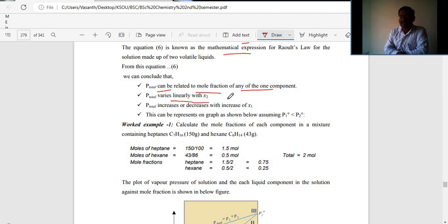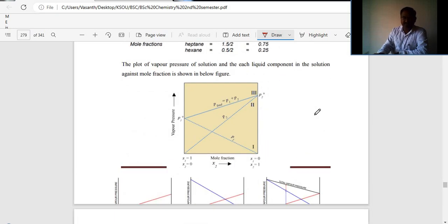It varies linearly with X2, increasing or decreasing with X1. This can be represented on a graph as shown in the figure here. Let us consider that it obeys Raoult's law. The x-axis represents the mole fractions of the components, and the y-axis is the vapor pressure. Here we get straight lines.